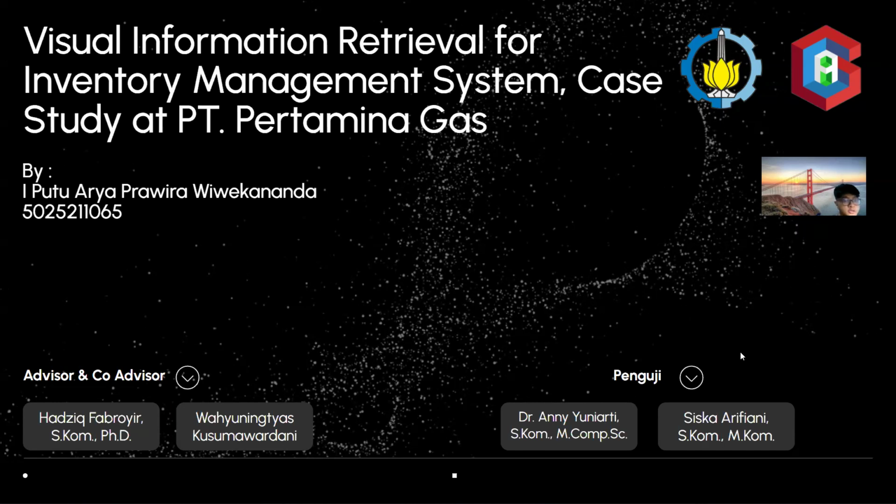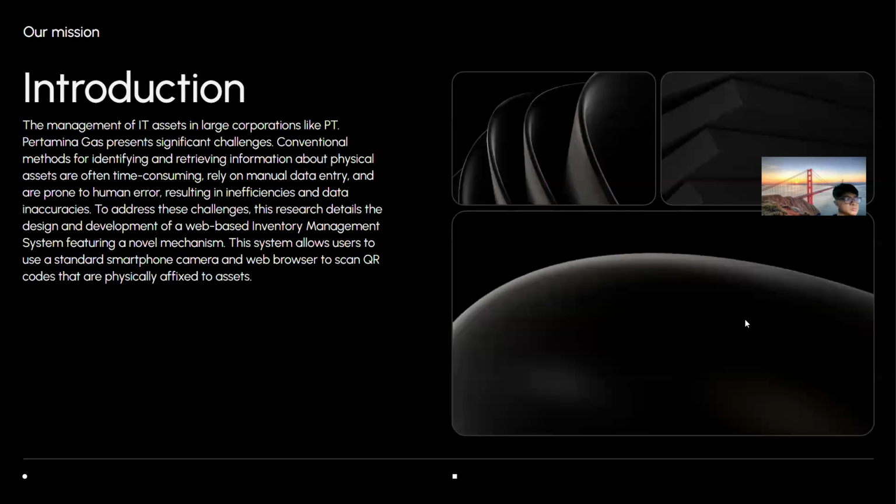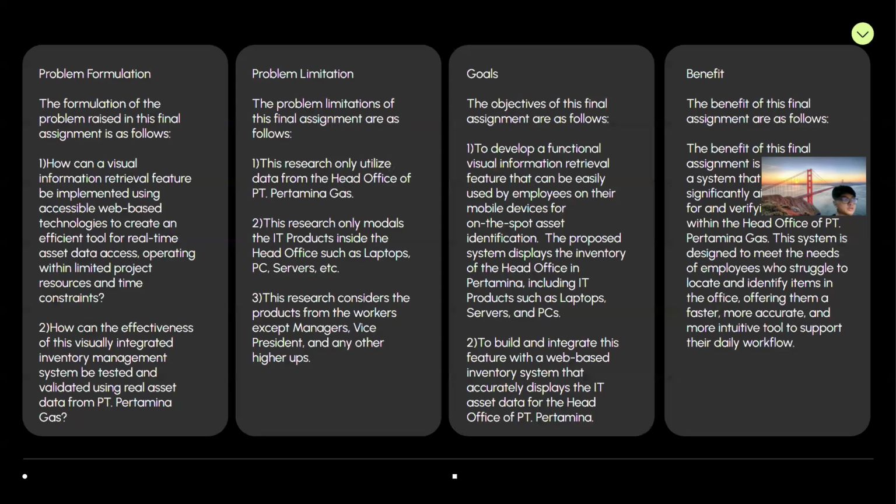I'm going to explain my topic, which is visual information retrieval for inventory management system, a case study at PT Temenicus. For the introduction, the management of IT assets in a large corporation like PT Temenicus presents a significant challenge. Conventional methods for identifying and retrieving information about physical assets are often time-consuming and rely on manual data entry. So I made an application and I will add a feature, which is the QR code from my web AR.